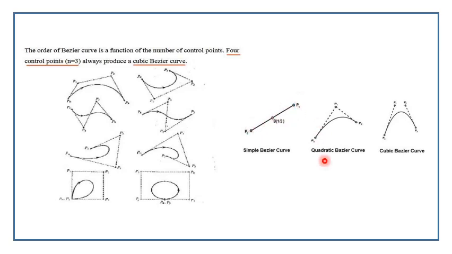And when it comes to the quadratic Bezier curve, the control points will be 3, P0, P1 and P2, and so the curve will be formed by interpolation. And in the case of the cubic Bezier curve, the control points are 4, P0, P1, P2, P3. So by the interpolation technique, in this third order, it can be represented as a cubic polynomial Bezier curve.